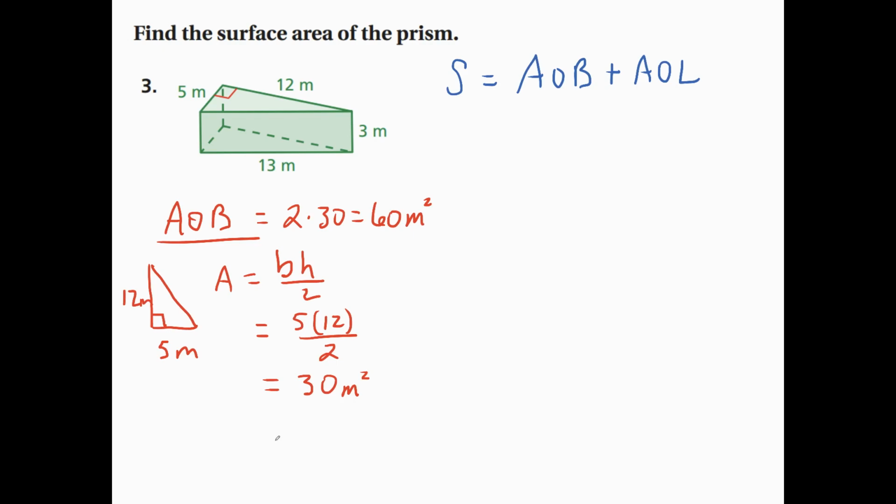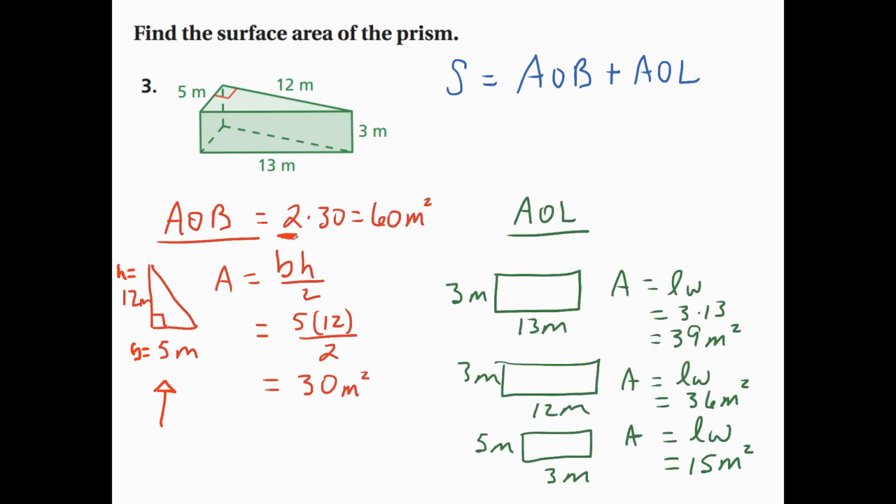And I draw a triangle. You see the triangle that I drew right here. And I label it with the base and the height. Okay, so my base equals 5 and my height equals 12. I write down the formula for the area of a triangle. And then I fill in what I know, the base and the height, divide by 2. So the area of one of those triangles is 30 meters squared, but I have 2 of them. Okay, so 2 times 30 is 60.